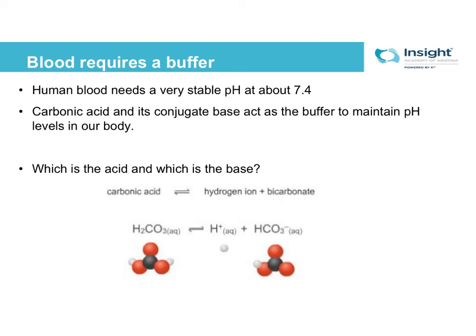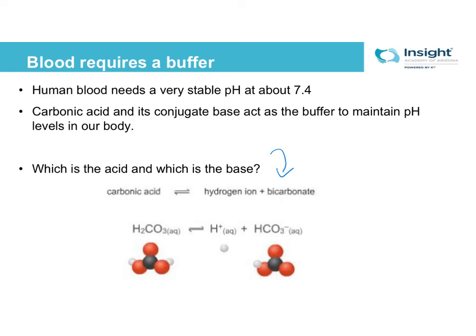An example of a buffer is in us. Human blood needs a very stable pH of about 7.4. So is our blood acidic or basic? Hopefully you said basic. Carbonic acid and its conjugate base, you can see it down here, is a buffer in our bodies that help us maintain this 7.4 pH.